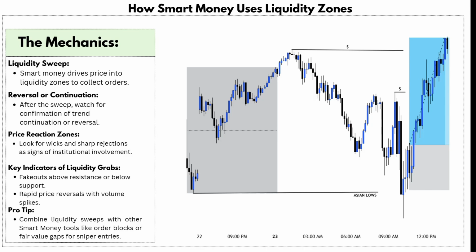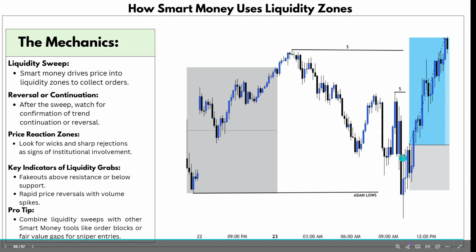Let's get into the mechanics of liquidity. The first thing that we have is our liquidity sweep, where smart money will drive price into liquidity zones to collect orders. This right here is what we call our liquidity sweep. As we can see right here, this is our Asian low. We see that price pushed down lower to clear this old low and leave this wick rejection. This right here is our liquidity sweep.